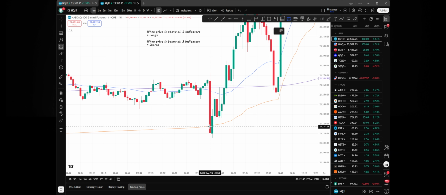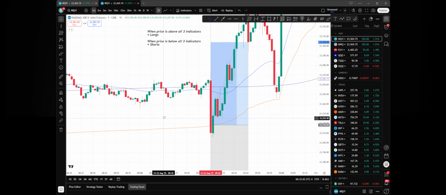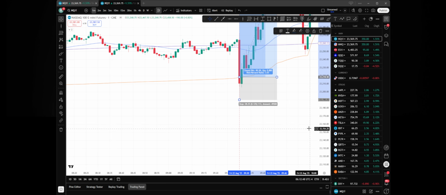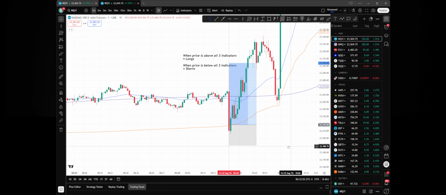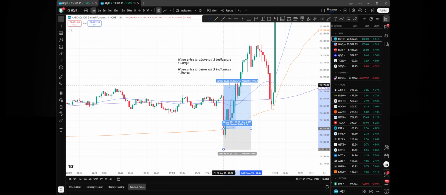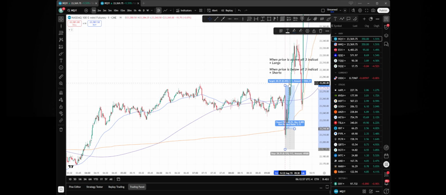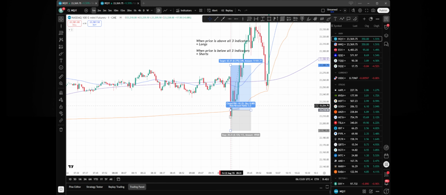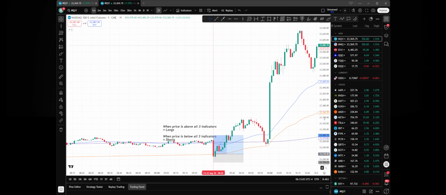So I will take this off straight at the VWAP, like so, and I would have had my stop loss maybe just below 200 even. So I'll put it at 23,190, and as you can see, I would maybe target these pre-market highs up here, for a nice 62 points on the Nasdaq.